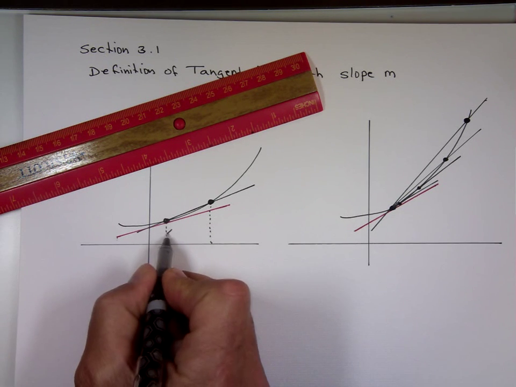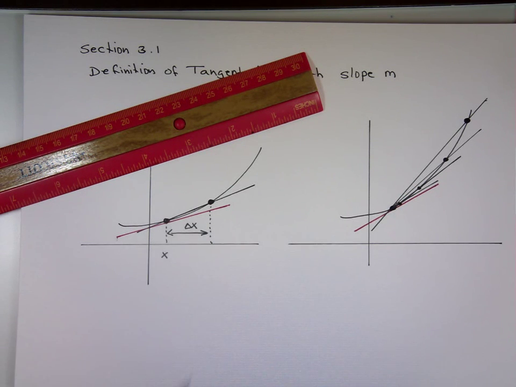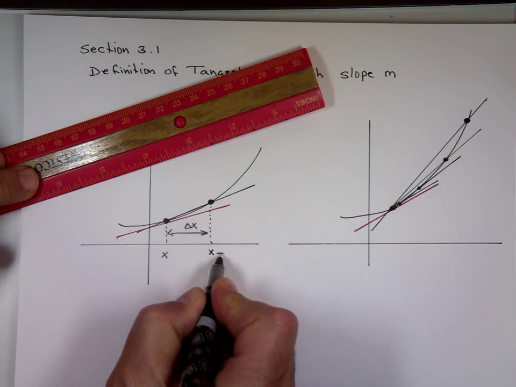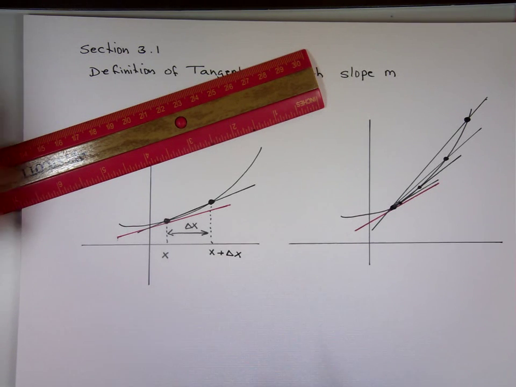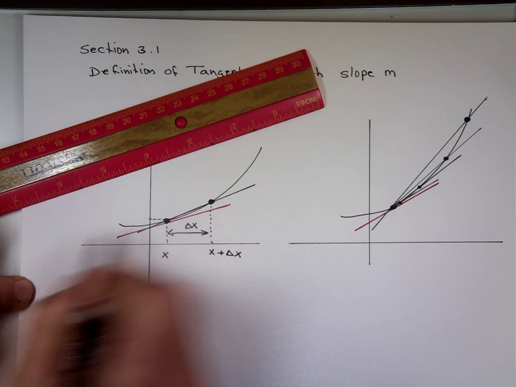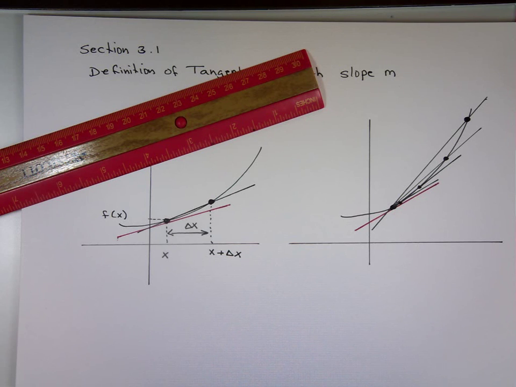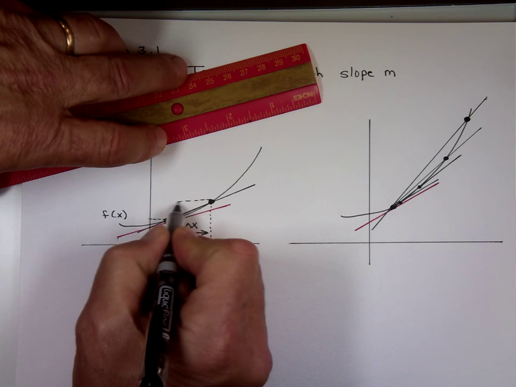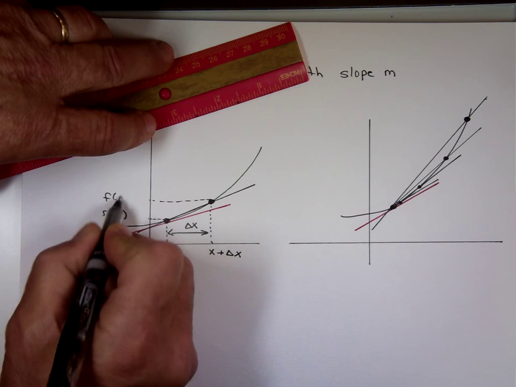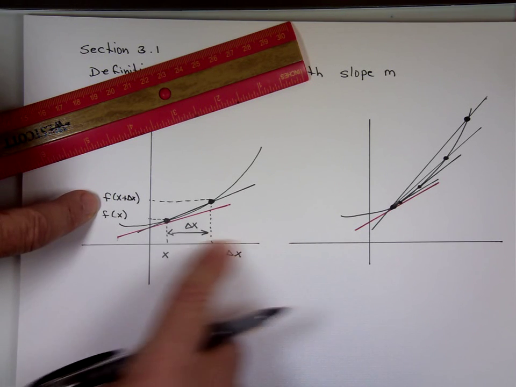If I call the gap between these two delta x, then this x value is what? x plus delta x. Isn't it? This point is what? The y value at x, f of x. And this point is what? f of x plus delta x. That's the y value when x equals that.